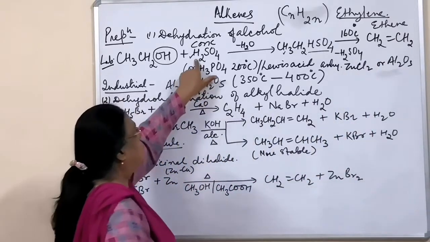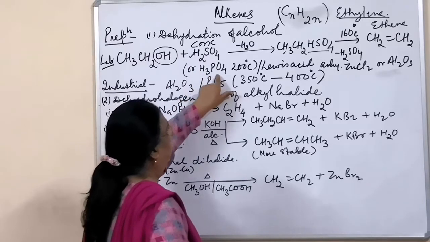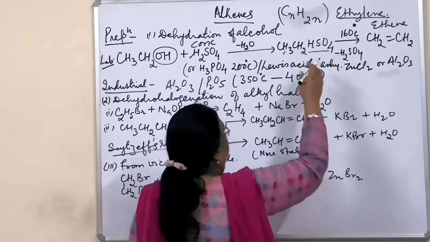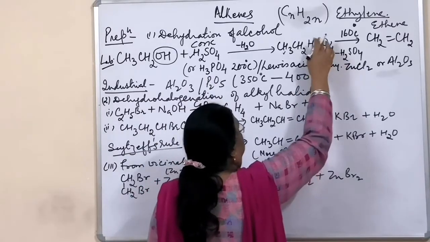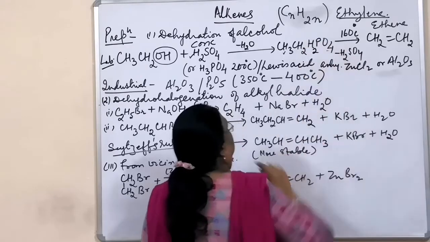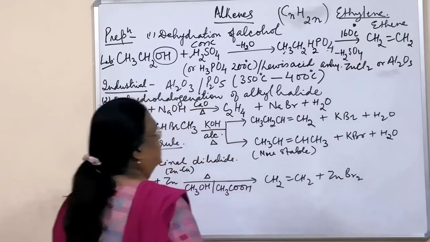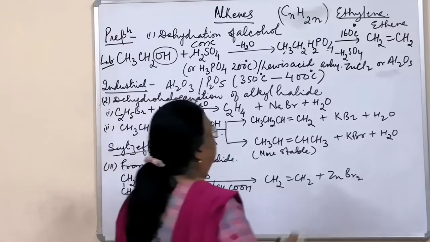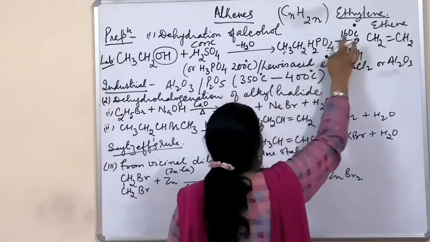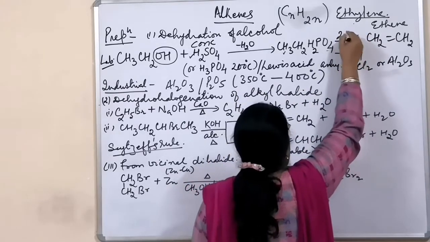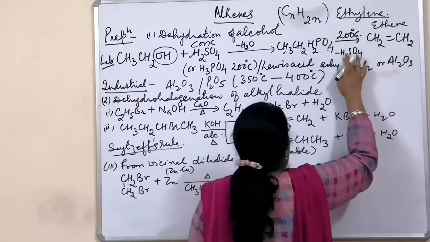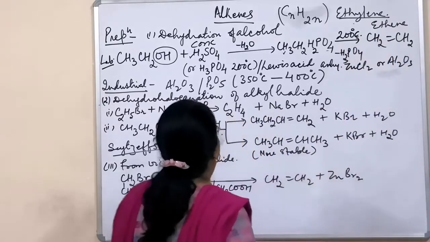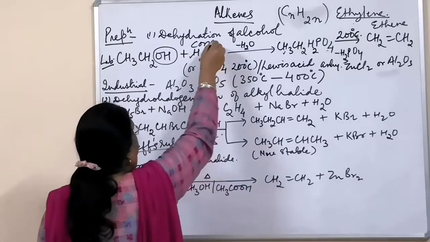And when we use H3PO4 in place of H2SO4, because it has 3 hydrogens, we will have the compound formed, H2PO4, dihydrogen phosphate, we will be obtaining. And when it is heated, in that case it will be heated to 200 degrees Celsius, and we will be getting H3PO4 out, and CH2=CH2 will be given out.